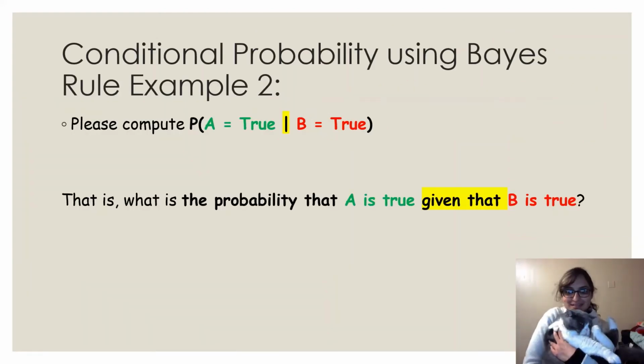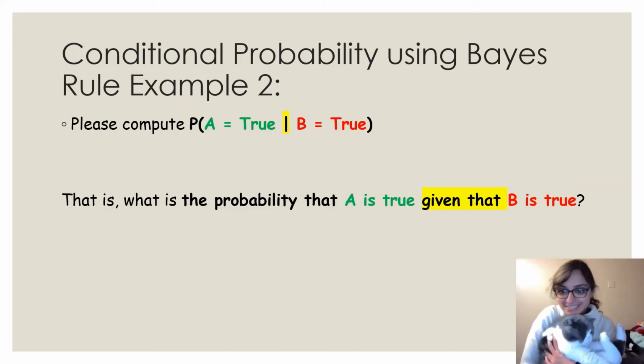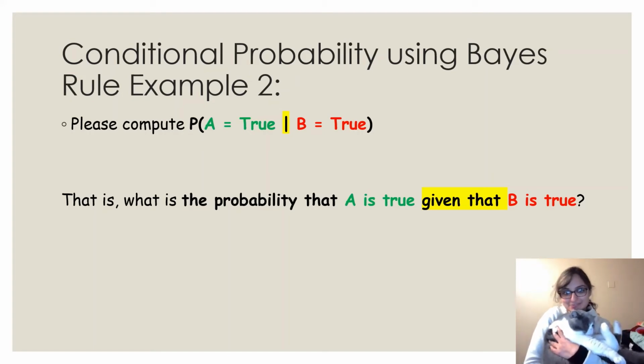Please note that in the second example, we are going to calculate the conditional probability using Bayes' rule to find the probability that A is true given that B is true. That is, what is the probability that A is true given that B is true?